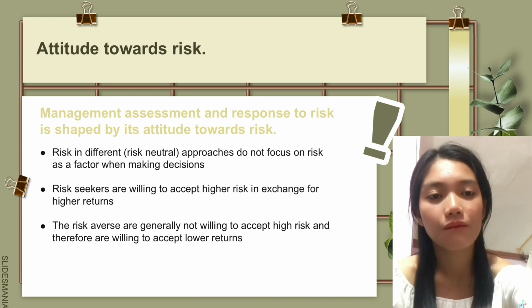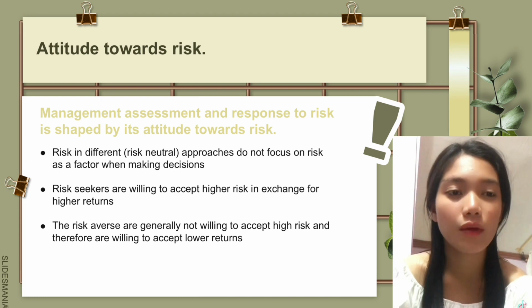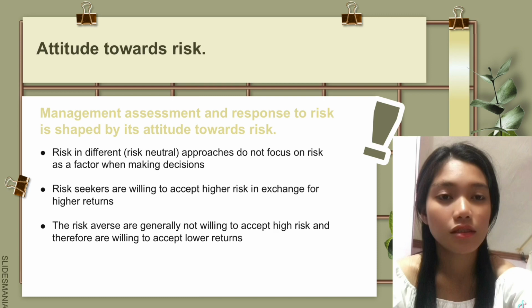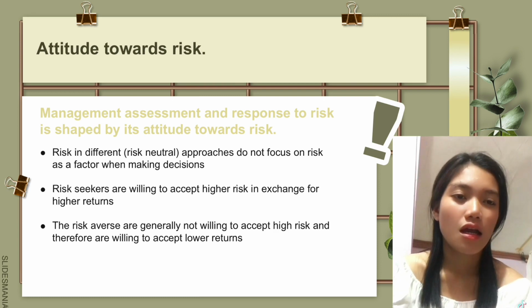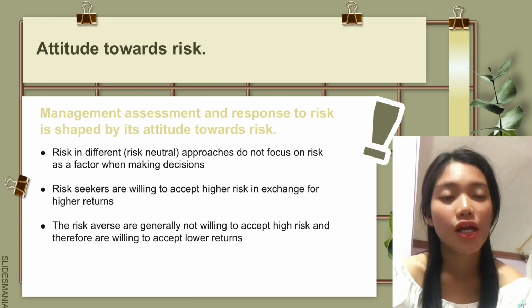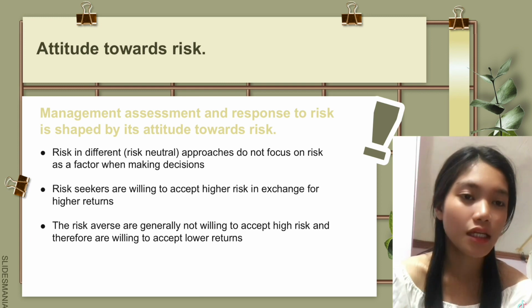So next is risk seekers. They are willing to accept higher risk in exchange for higher returns. Risk seeking confers a high degree of risk tolerance, or the amount of potential losses an investor is willing to accept.